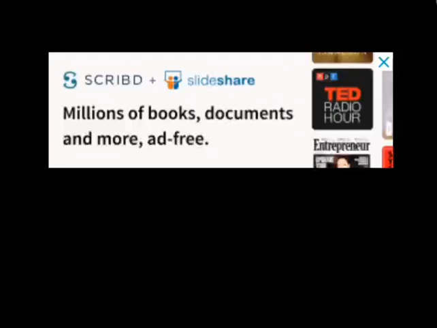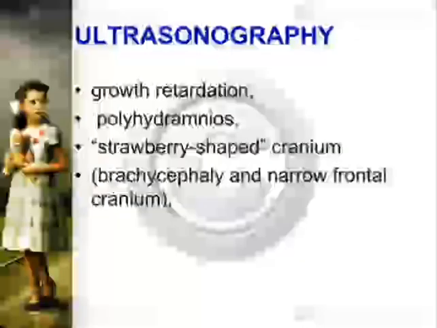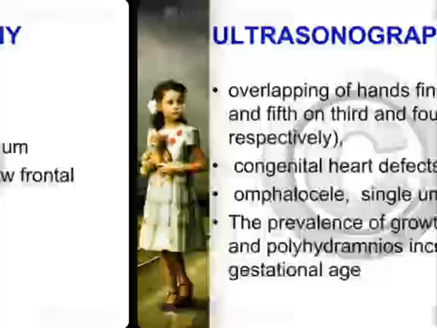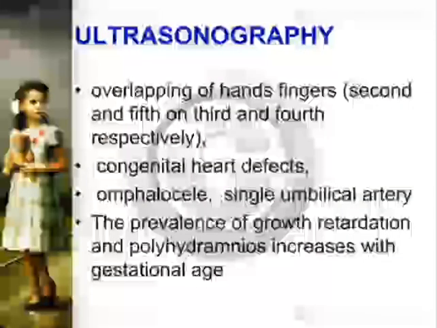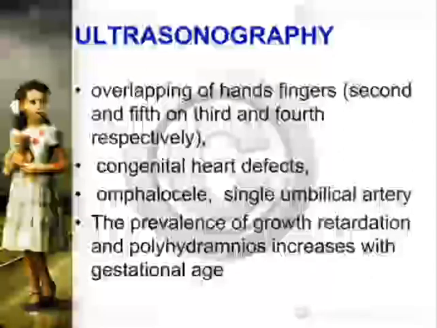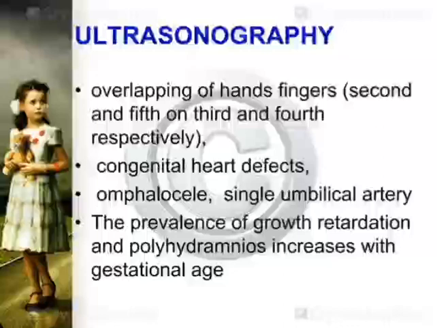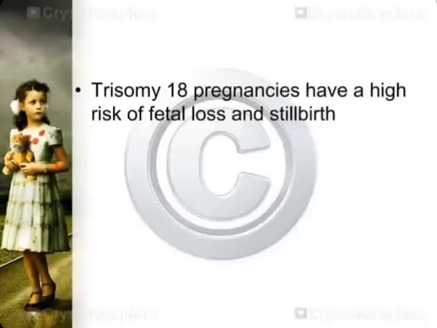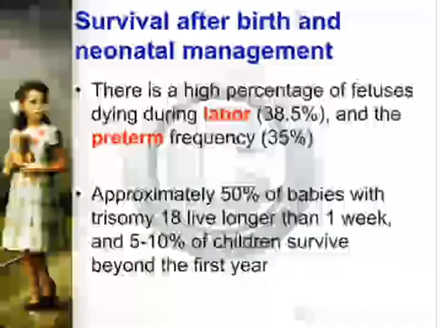Ultrasonography shows growth retardation, polyhydramnios, strawberry-shaped cranium, brachycephaly, and narrow frontal cranium. Overlapping of the hand fingers, second and fifth, and third and fourth respectively. Congenital heart defect, omphalocele, single umbilical artery. The prevalence of growth retardation and polyhydramnios increases with gestational age. Trisomy 18 pregnancy has a high risk of fetal loss and stillbirth.